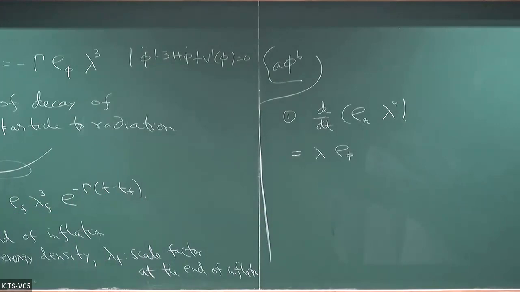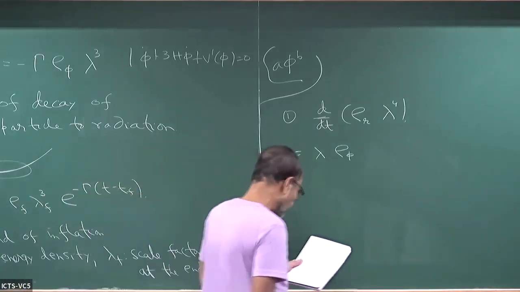See, suppose rho phi was not there. PR is rho r. If rho phi was not there, then you know that rho r lambda to the 4 is constant, and that you can get from here by taking to the other side. So same trick we are doing here. The only difference is that now the right hand side is not 0.